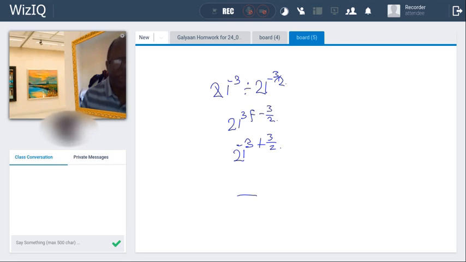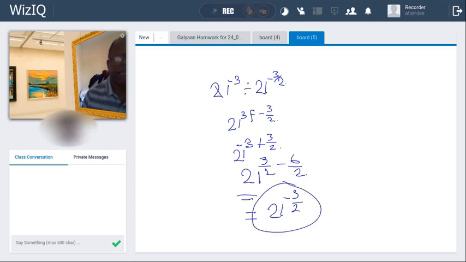So we need to change this so that it's easier for us to work. So this one here, 3 is the same as 6/2. So it's going to be 21 to power 3/2 minus 6/2. So this is going to be equal to 21 to power minus 3/2. Yeah, that's the correct answer. I copied this wrongly. You see, I started losing from here.